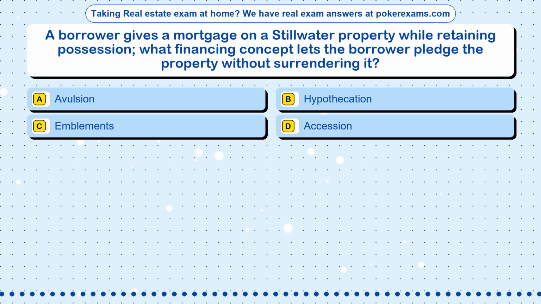Question 18. A borrower gives a mortgage on a Stillwater property while retaining possession. What financing concept lets the borrower pledge the property without surrendering it? Option A. Avulsion. Option B. Hypothecation. Option C. Emblements. Option D. Accession.